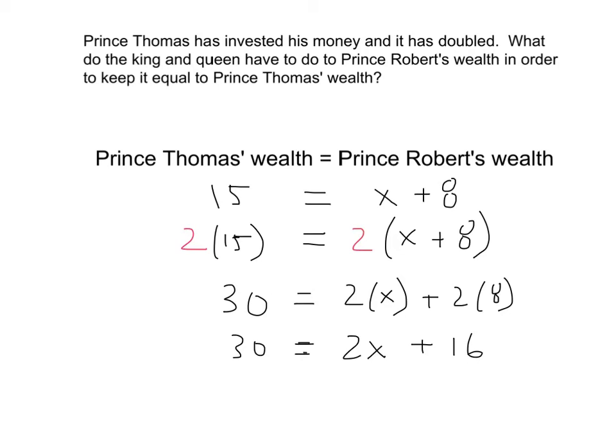So Thomas now has 30 gold coins. What does Prince Robert have? He has 2 treasure chests of gold in it, plus 16 gold coins. And again, this is still equal to this.